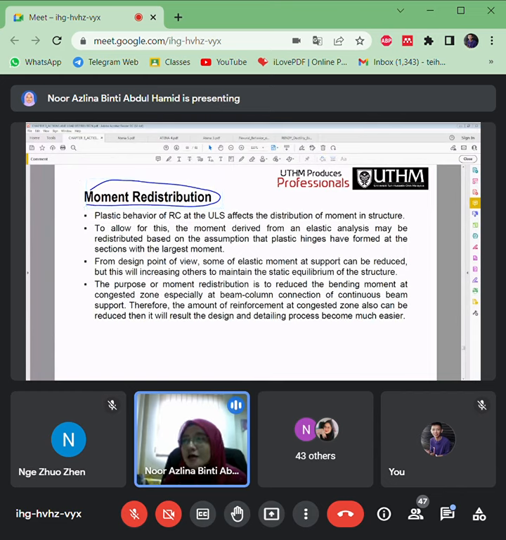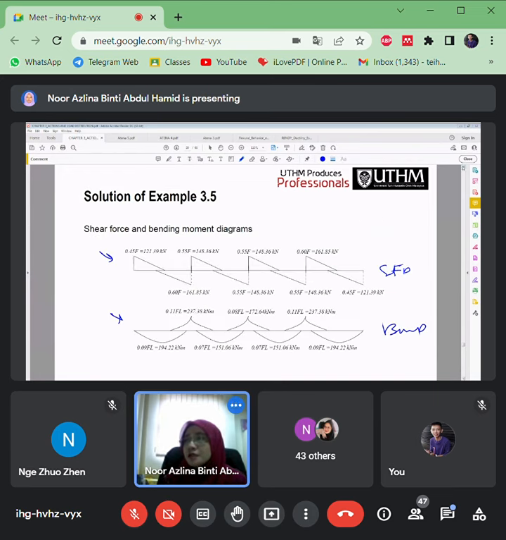Okay. So the last one is about moment redistribution. What is moment redistribution? Actually, it's a reduction in the number of reinforcement. We give a kind of discount on the load estimation and load distribution that we have done, because of congested reinforcement. There is a lot of reinforcement at certain points, especially at the intersections.